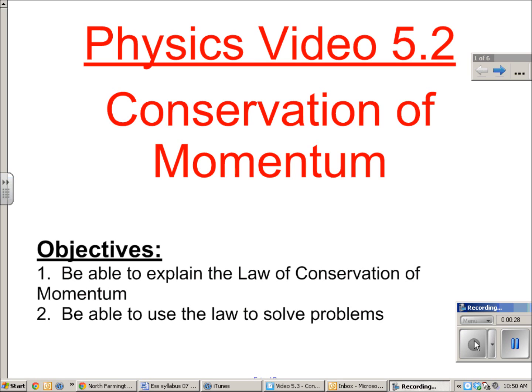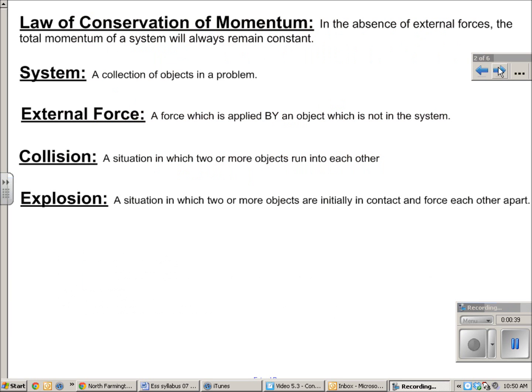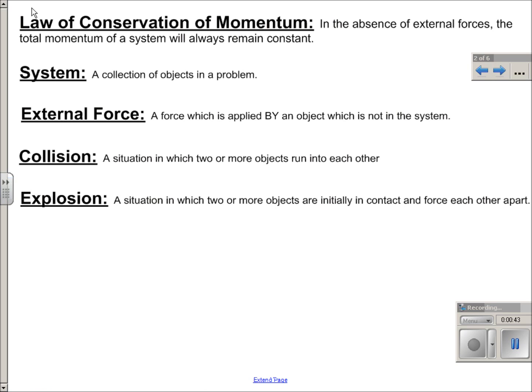So the objectives behind the video today are, number one, to be able to explain what the law of conservation of momentum says, and secondly, to be able to use that law to solve problems. Okay, so here we go. The law of conservation of momentum up here at the top of the screen tells us that in the absence of external forces, the total momentum of a system always remains constant.